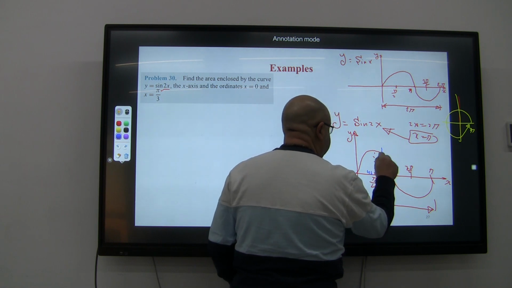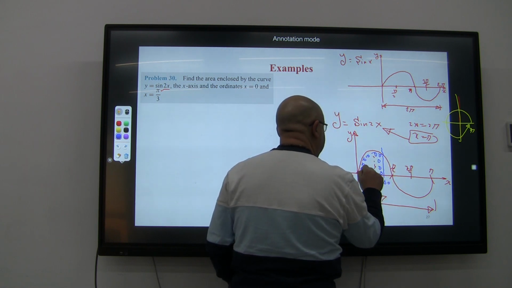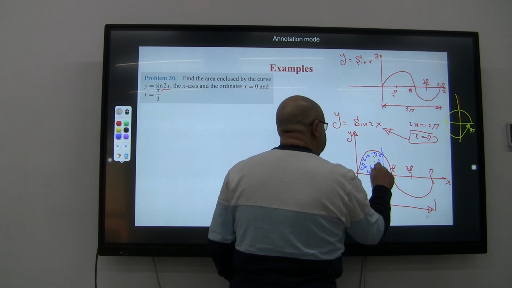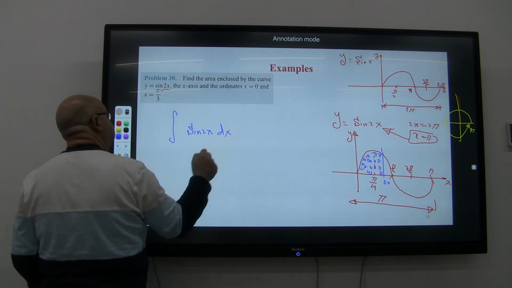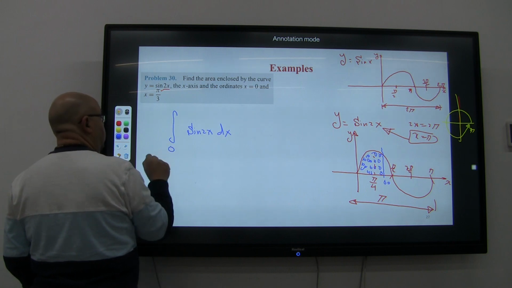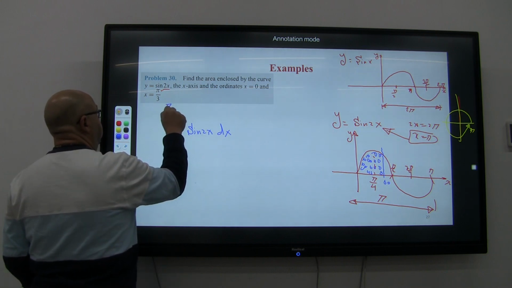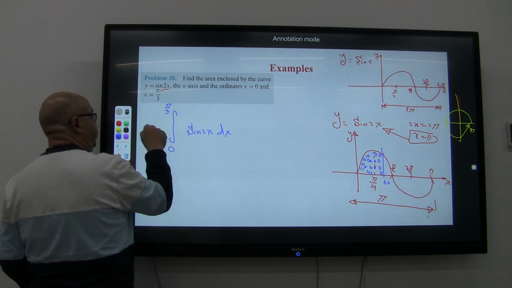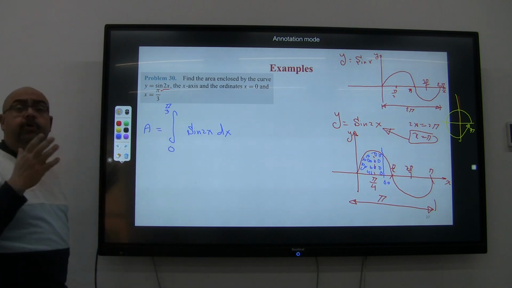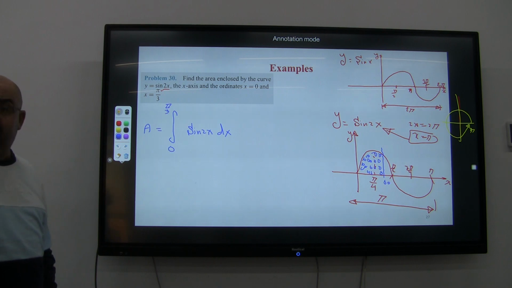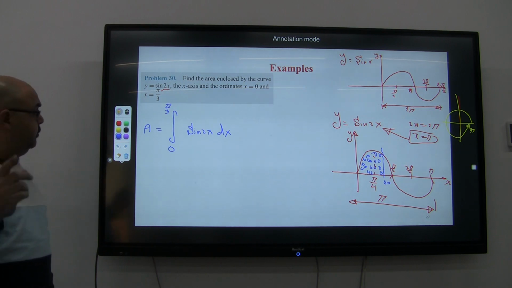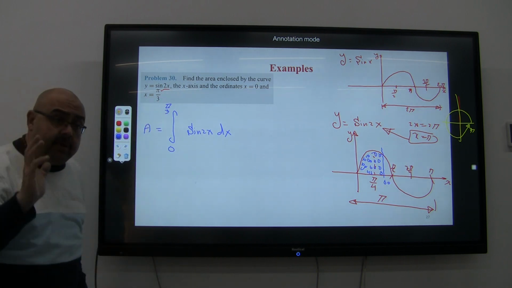So actually we are seeking this area. Simply, all you have to do is integrate sin 2x dx, starting from x equal to 0 till you reach x equal to pi over 3, and you will get your area. Here we don't have to change to radians. We can use the functions in degrees, but remark that pi over 3 stands for 60.